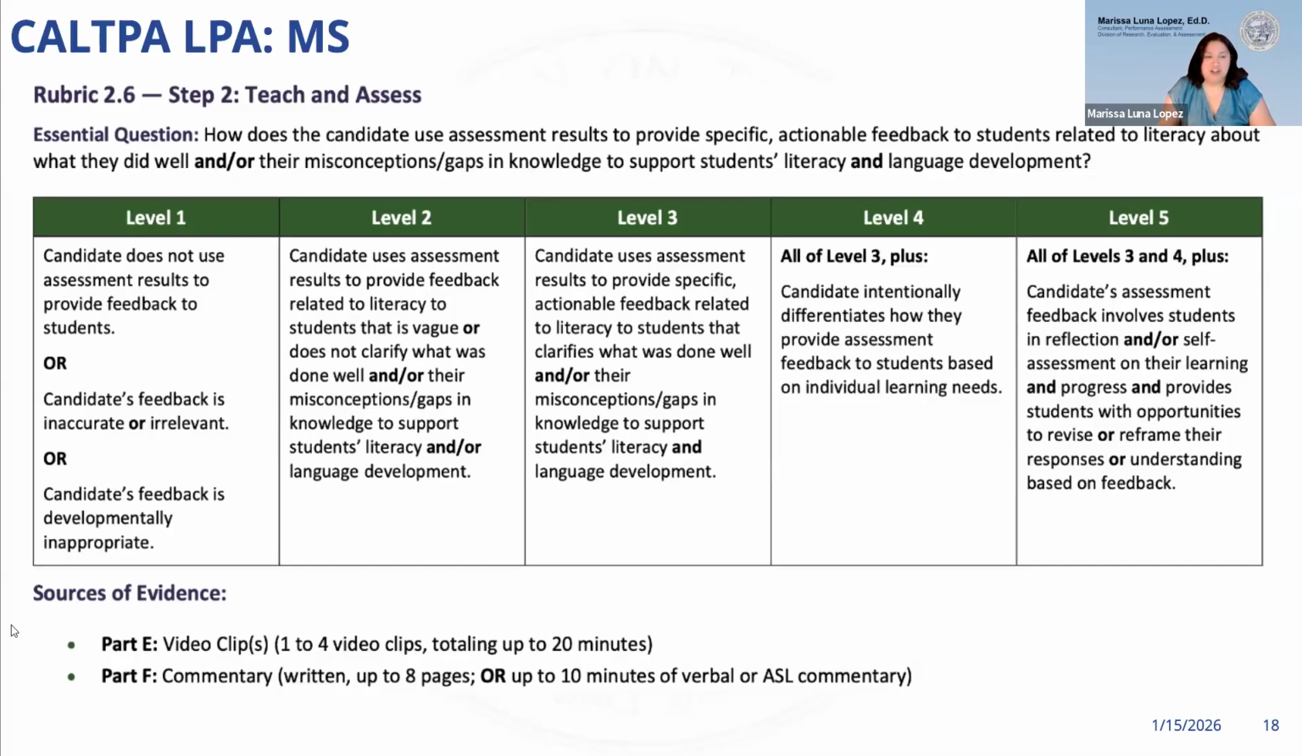So making sure that they are creating that specific actionable feedback and/or discussing what was done well and/or misconceptions or gaps in literacy and language development. So it's not just what they did well or didn't or need to work on, it's for literacy and language. So this is bringing in both the ELA and the ELD.